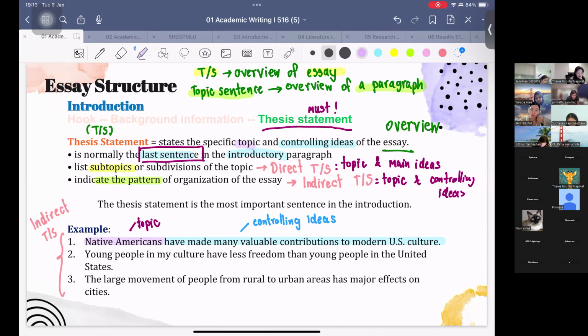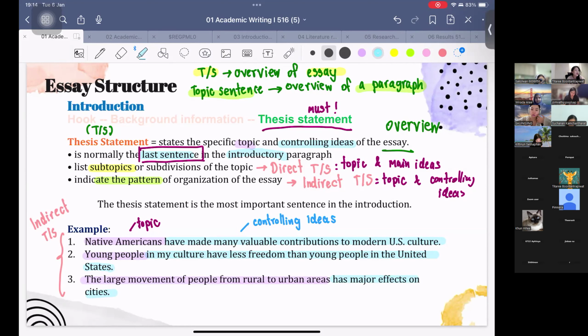Moving on to number 2, young people from my culture have less freedom than young people in the US. The topic would be young people, and the controlling idea would be how they have less freedom than young people in the US. Number 3, the topic would be large movement of people from rural to urban areas. The controlling idea would be has major effects on cities.